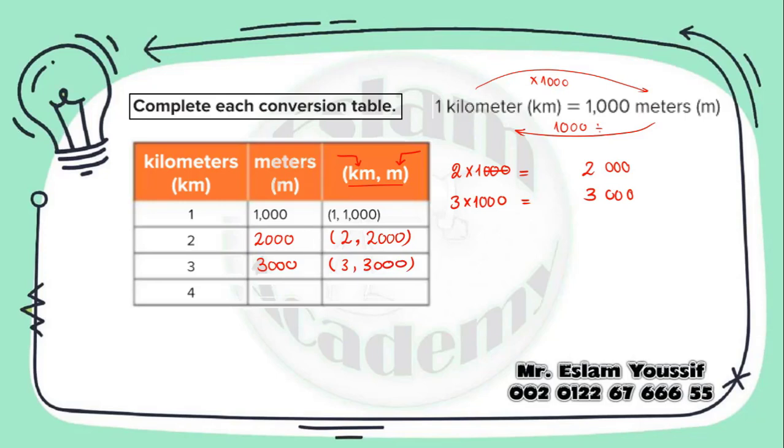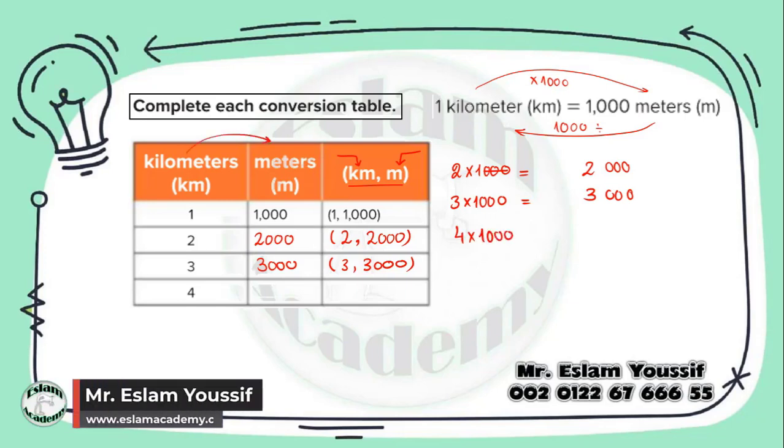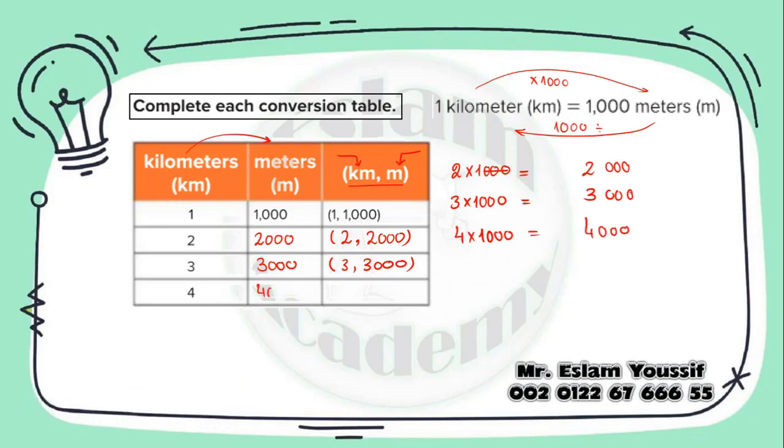The fourth one, we have 4 multiplied by 1000, because we said each 1 kilometer represents 1000 meters. So it will be equal to 4000. So now we have for each 4 kilometers, it will be represented by 4000 meters. And to write it as an ordered pair, it will be 4 and 4000, because the first number here represents the number of kilometers and the second one represents the number of meters.